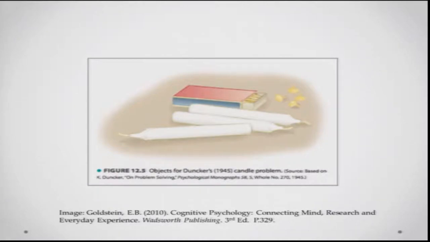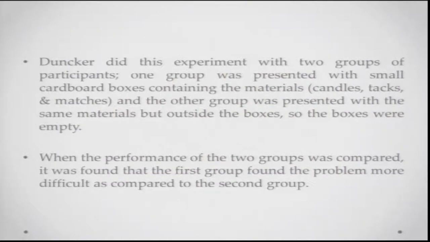And these are the three kinds of materials that are given. So what Duncker did was, he did this experiment with two groups of participants. One group was presented with a small cardboard box containing the materials: candles, tacks, and matches. And the other group was presented with the same materials, but outside the boxes. Everything was outside and the boxes were empty. When they compared the performance of the two groups, they found that the first group found solving this problem much more difficult than the second group.